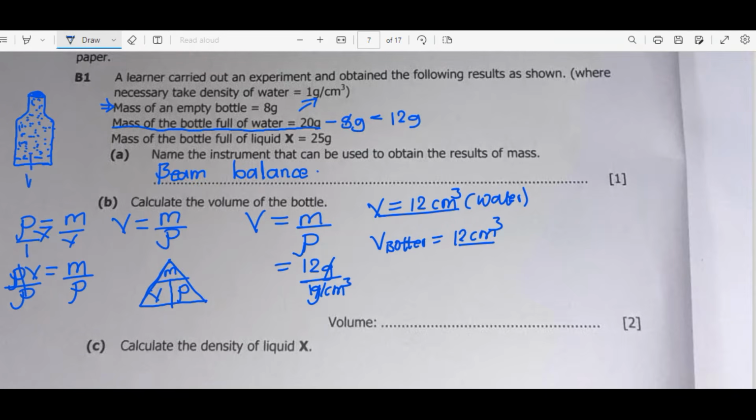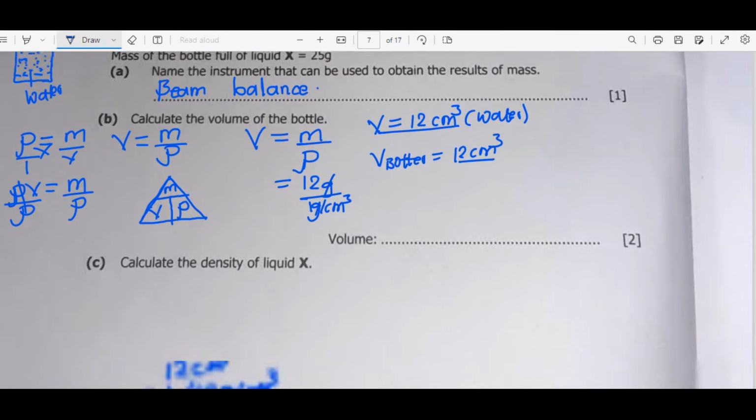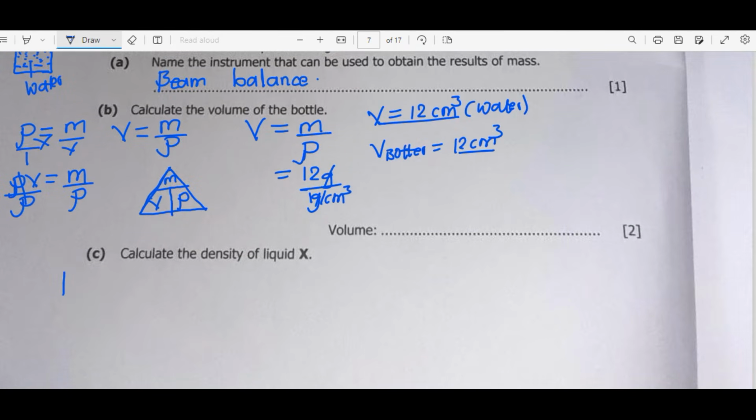So if this is water, let's look at the same bottle, but this time instead of water, let's say we put another liquid in this same bottle. So we have liquid X. Now the question that I want to ask you is, if we put this liquid X into this bottle, will the volume of the bottle change or not? The answer is definitely no. The volume of the bottle will not change. The volume of the bottle will still be 12 cubic centimeters.